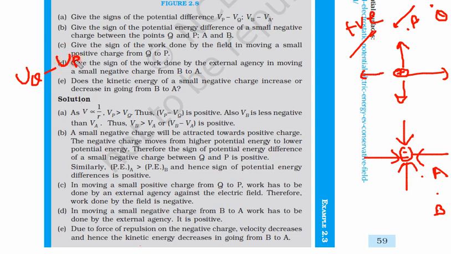Will it be positive or negative? UQ minus UP. So for a negative charge, this is higher, this is lower, because it is moving towards positive charge. So UQ is higher than UP, so the sign is always positive.